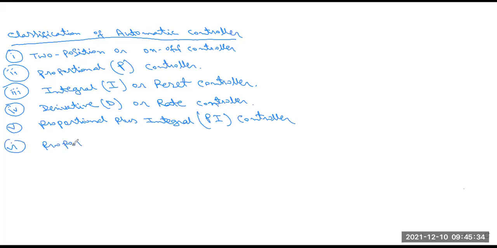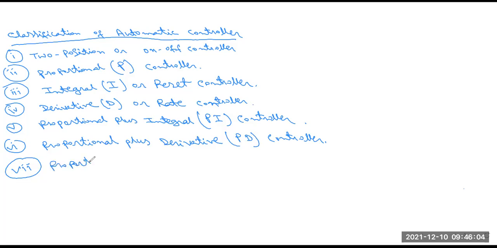Okay. Number six, proportional plus derivative. Derivative, that means it is represented as PD controller. Okay. Number seven, we know everyone. So this is PID. Okay, that means proportional plus integral plus derivative. That means PID controller.